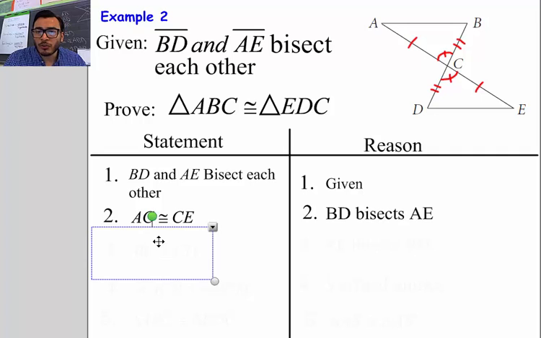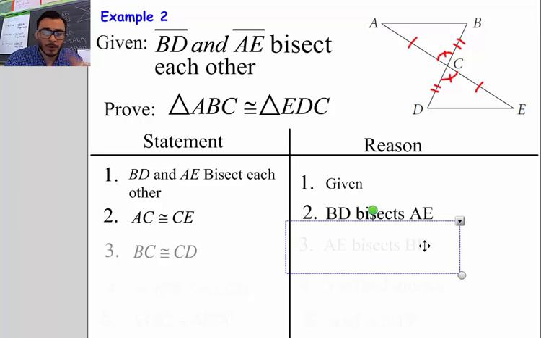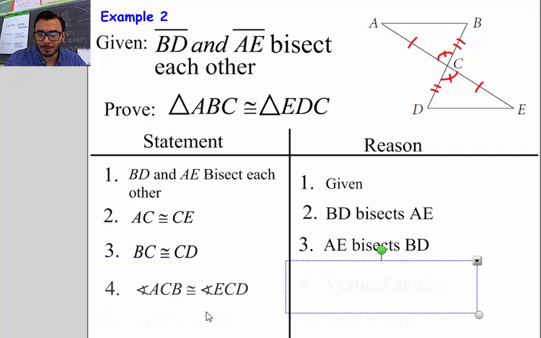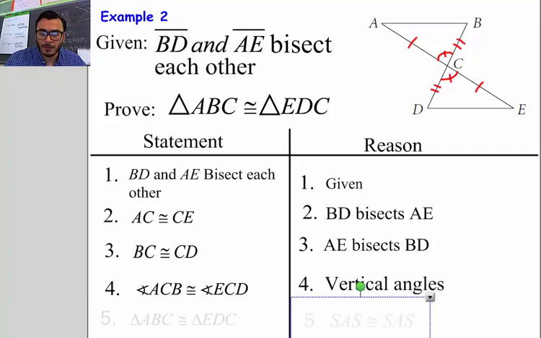And then we also said that BC is congruent to CD, and that would be the other way around, right? That would be because AE bisects BD. And then you remember the other thing that we said, what I actually started it off with? We also said that we have angle ACB congruent to angle ECD, and that's because they are vertical angles. And then finally, we are ready to conclude that these triangles must be congruent to each other by the side angle side method.